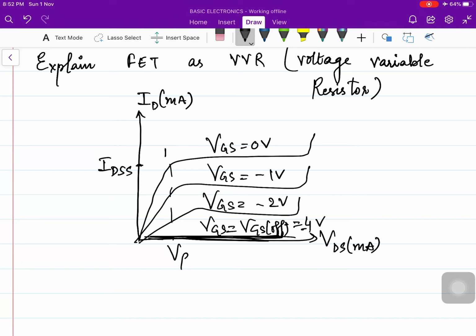Very simple. You just have to explain the ohmic region: as you can see, as you are making VGS more and more negative, the current is decreasing. So this voltage VGS is controlling the current, and if it is controlling the current, that means it is controlling the resistance. Therefore it is a voltage variable resistor.